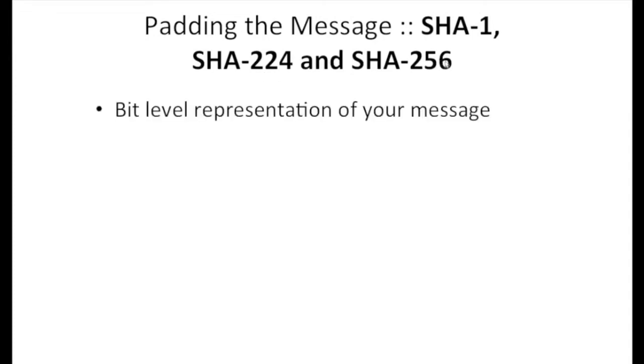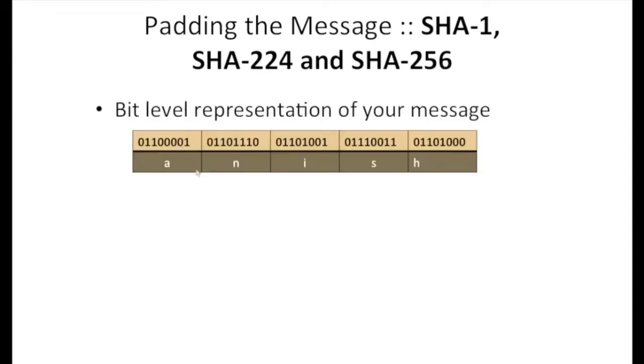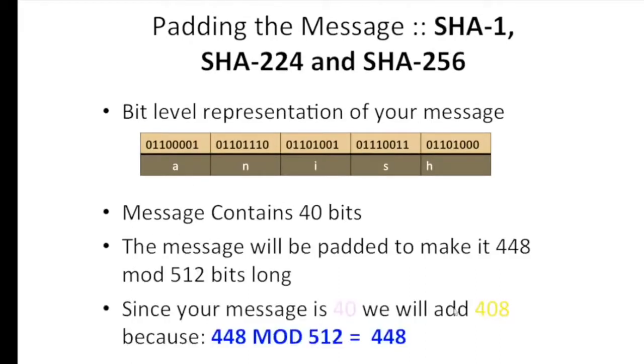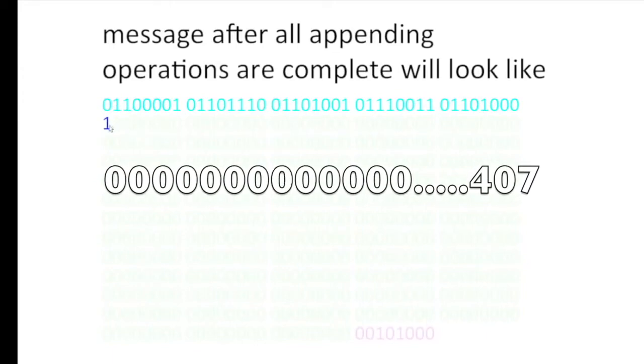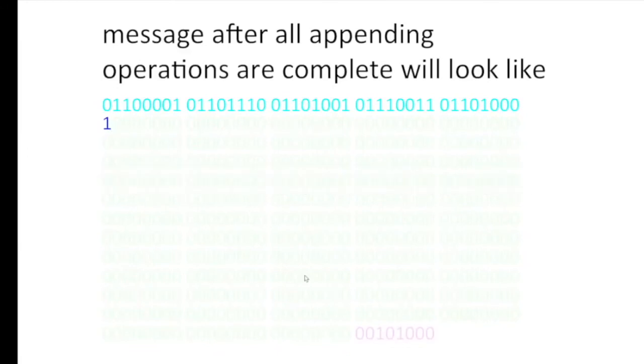I will take one example here for demo purposes. I have the bit level representation of the given string Anish. This message contains 40 bits: 5 characters multiplied by 8 equals 40 bits. To make this message 512 bits long, the message is padded with a 1 bit, then 448 minus 40 plus 1 equals 470 bits, and then the message length makes it the 512-bit padded message. This will look like this: Anish, the appended 1, and we add 470 zeros to become the 512 block size.